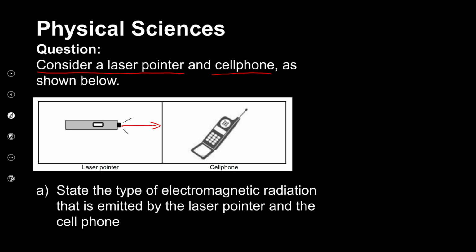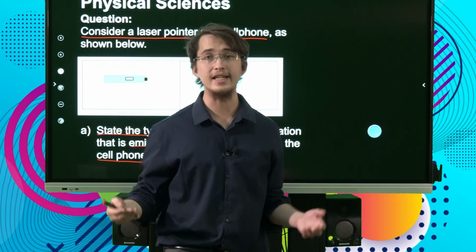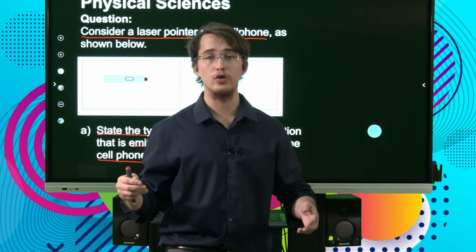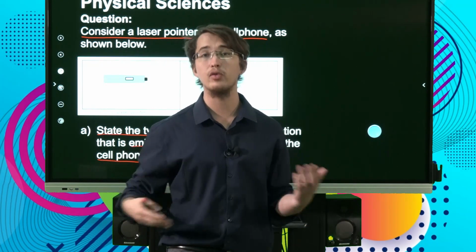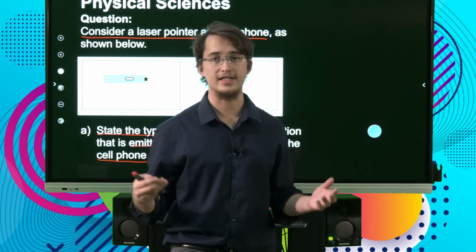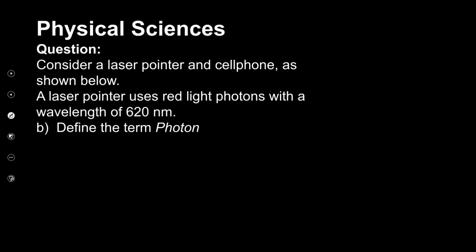Our first question says, state the type of electromagnetic radiation that is emitted by the laser pointer and the cell phone. So have you used the laser pointer before? I'm sure you've at least seen a cell phone in use before. So what type of radiation are they each using? Let's have a look. Laser pointers emit red light, which lies in the visible spectrum. And so we know well that red light has a wavelength of 620 nanometers.